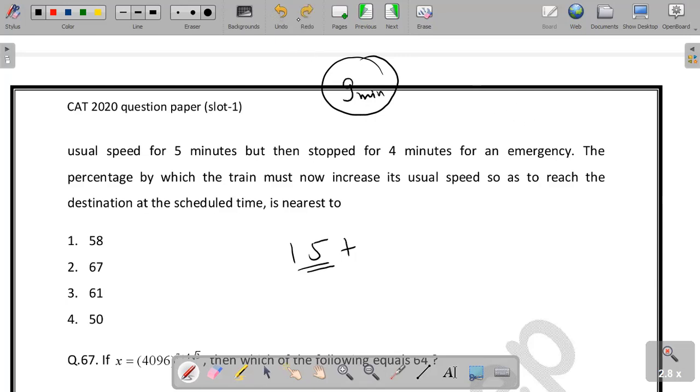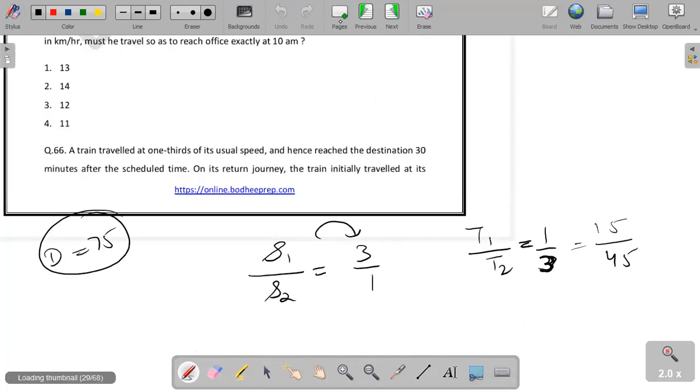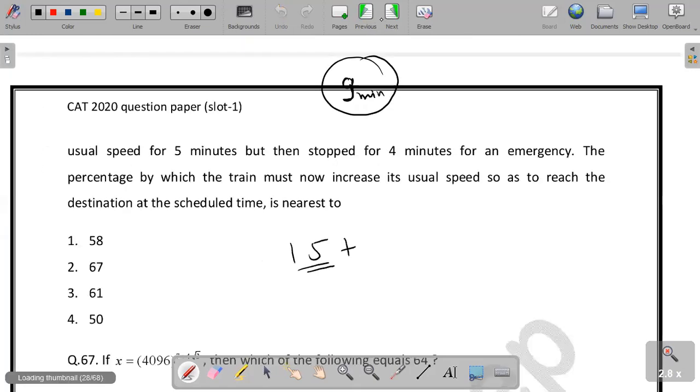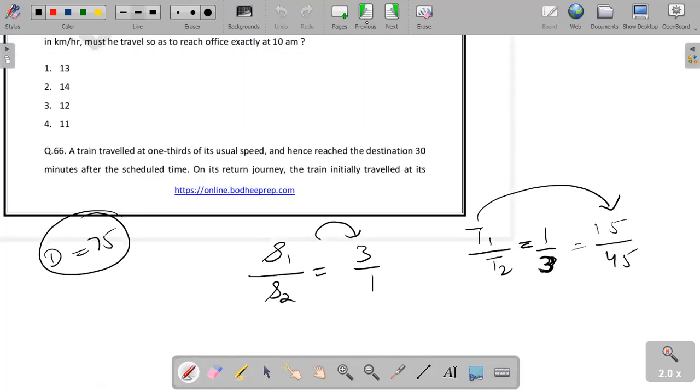So generally it takes time one, that is 15 minutes. 15 minutes, 9 minutes are wasted. Now in the 6 minutes he has to cover the 60 kilometers or 60 meters or 60 units. So 10 units should be covered in 1 minute. So he has to increase his speed. Wait, wait. 5 plus 4 9.